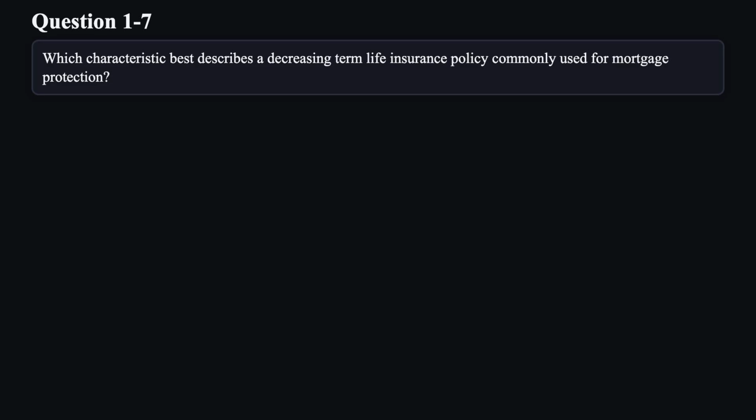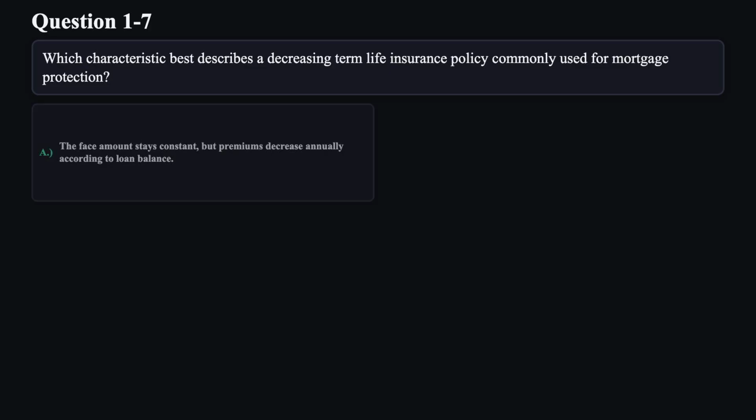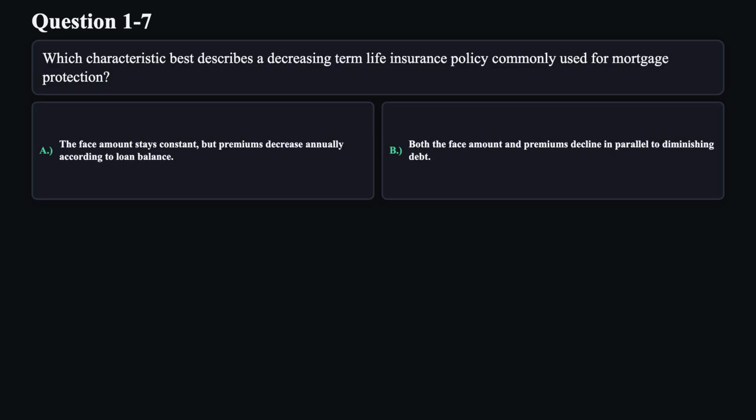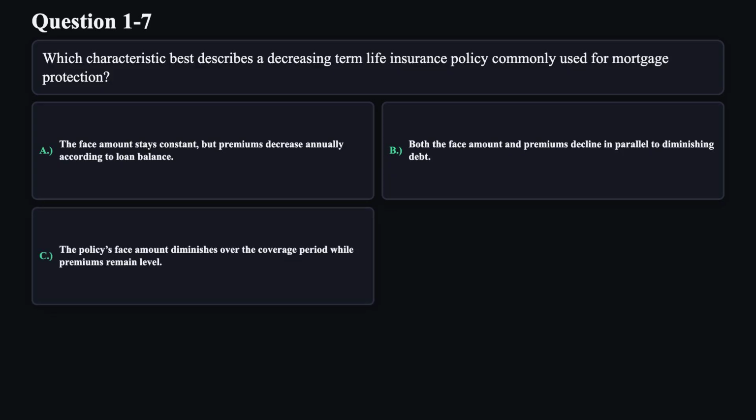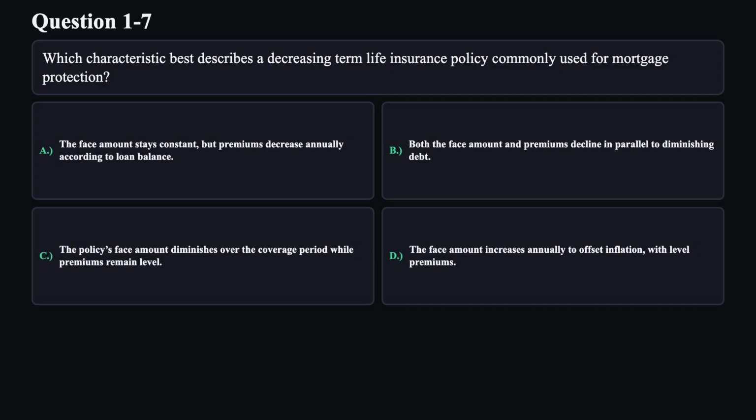Question 7. Which characteristic best describes a decreasing term life insurance policy commonly used for mortgage protection? A. The face amount stays constant, but premiums decrease annually according to loan balance. B. Both the face amount and premiums decline in parallel to diminishing debt. C. The policy's face amount diminishes over the coverage period while premiums remain level. D. The face amount increases annually to offset inflation with level premiums.